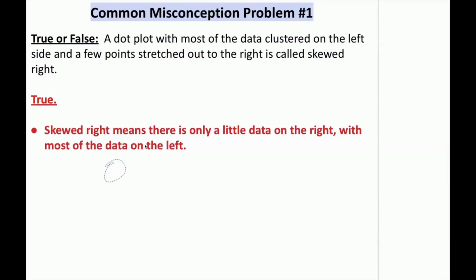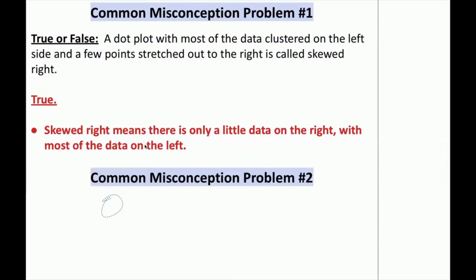Let's look at common misconception problem number 1. True or false? A dot plot with most of the data clustered on the left and a few points stretched out to the right is called skewed right. Explain. The answer is true. Remember, if there's only a few pieces of data on the right, it's skewed right. So skewed right means there's only a little data on the right with most of the data on the left.